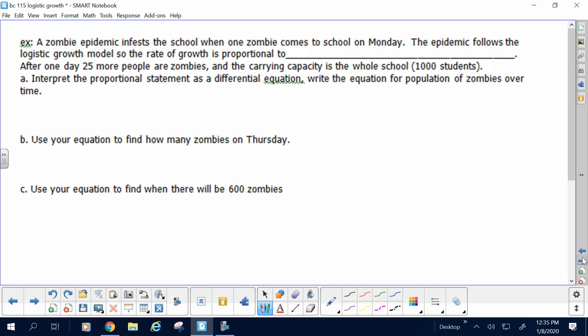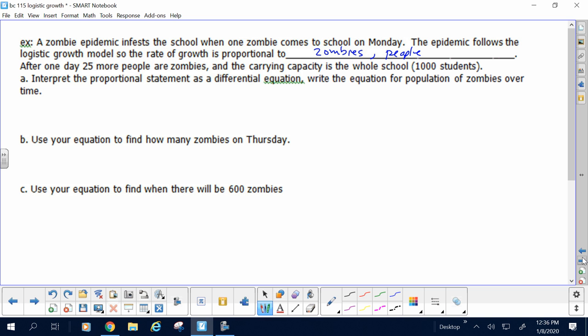A zombie epidemic infests the school when one zombie comes to school on Monday. The epidemic follows the logistic growth model so that the rate of growth is proportional to the product. That's one of the big ideas. The differential equation for logistic is that the rate of change relates to the number of zombies and the number of people, or non-zombies, whatever. I guess we'll just call it people, yeah? Or infected and non-infected. Or bunnies and room for growth in the population for bunnies. Right?